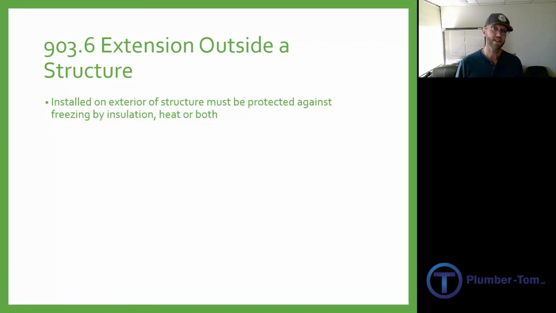903.6 talks about the extension outside a structure. Now, years ago, they used to run vents outside the building. It may come out the roof or out the side of the building and just run up along the side wall. Obviously, that's going to be a problem for freezing.